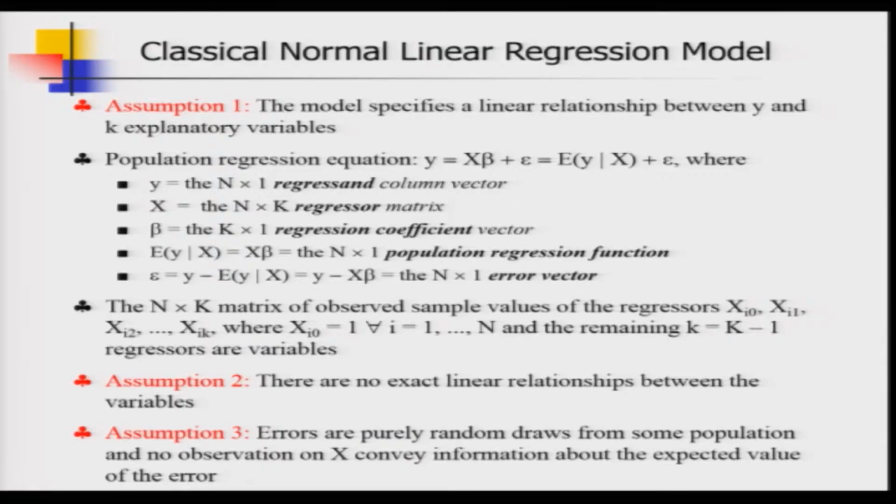So, we start with the formal assumption number 1, which says that a linear regression model specifies a linear relationship between y and k number of explanatory variables, and then the population regression equation can be written in matrix notation in a much more compact form, written as y equals X times beta plus epsilon, and that can be further rewritten as expectation of y given X plus epsilon. Now I am going to explain what these different components in this equation are.